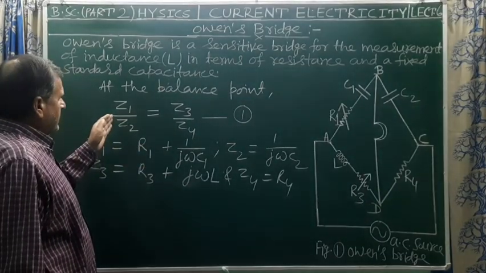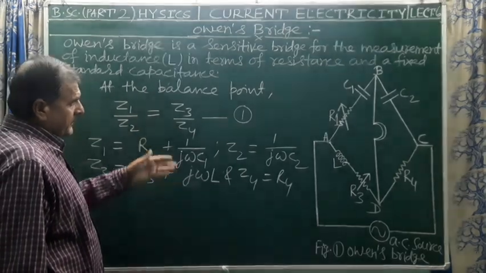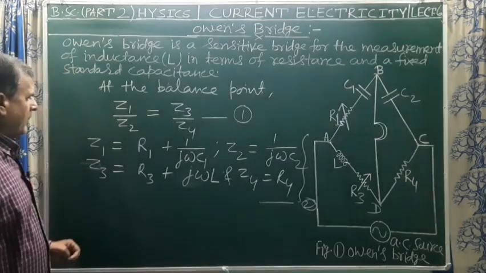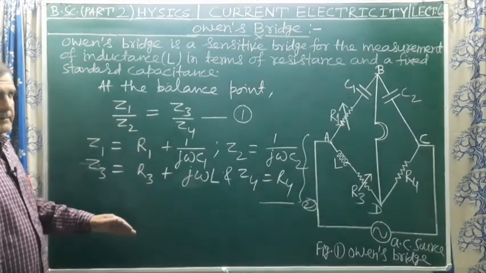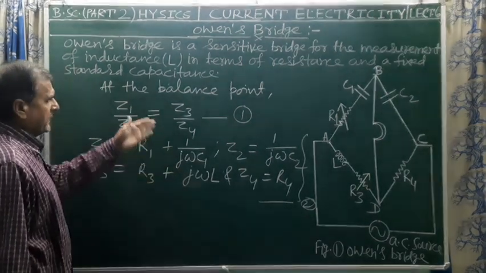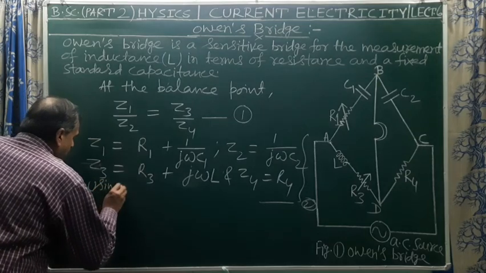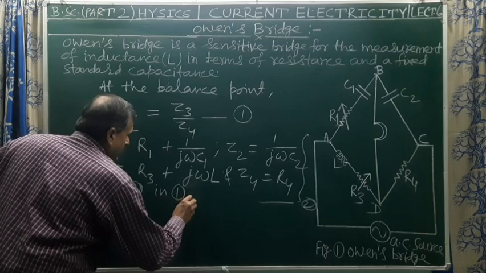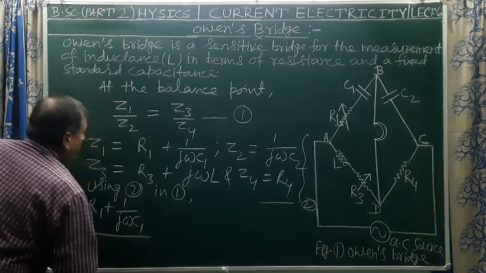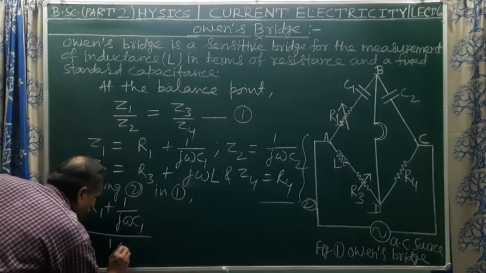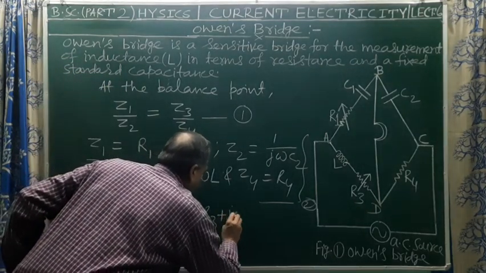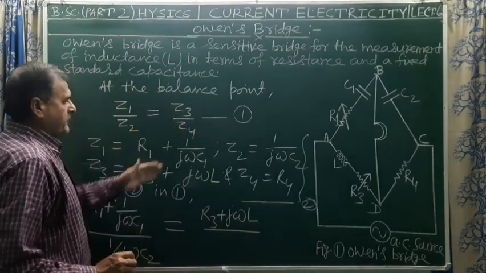which is the balance condition, Z1 by Z2 is equal to Z3 by Z4 of the balance condition of the Owen's bridge. Say it is equation number 2. All values Z1, Z2, Z3 and Z4 are taken as in equation 2. Now using 2 in 1, we have Z1 is R1 plus 1 upon J omega C1, upon Z2 is equal to 1 by J omega C2, equals Z3, Z3 is R3 plus J omega L, upon Z4 is R4.